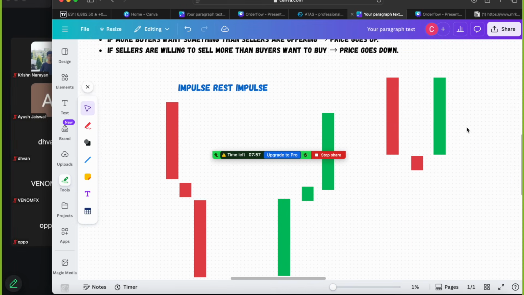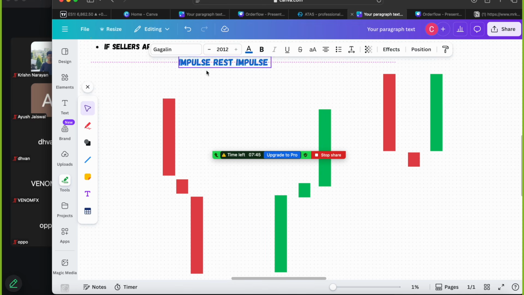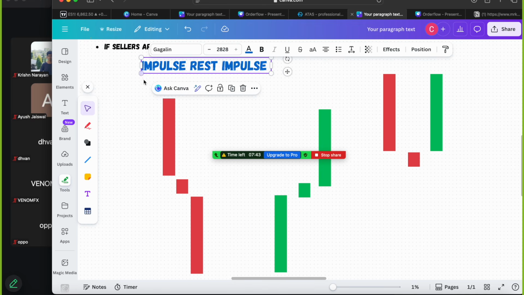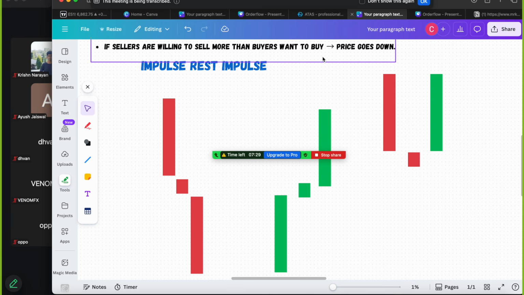Now you all know what these candles are. Green candles are bullish candles, red candles are bearish candles. Green means it opens below, closes above, red means opens above, closes below. Now I just want you guys to remember these three words: impulse, rest, impulse. What does that mean? Impulse means a big move. Rest means a resting candle. Impulse means another big move, another impulse.